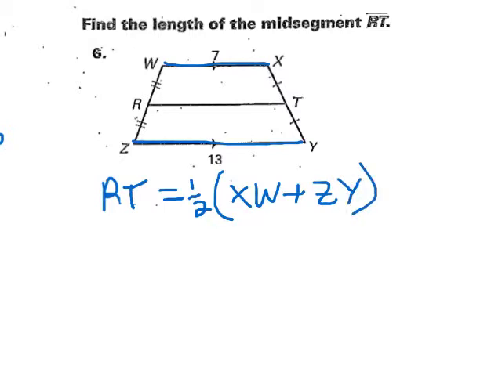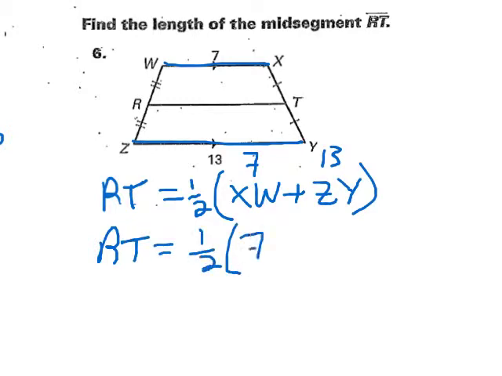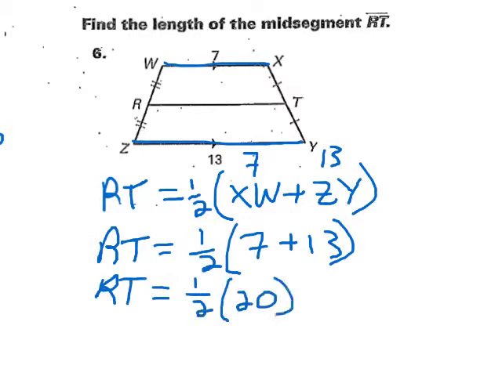So if we know that XW is 7, and we know that ZY is 13, we can just plug everything in. RT equals 1/2 times 7 plus 13. Now we don't need to distribute the 1/2, we can just turn this into 1/2 times 20, and half of 20 is just 10. Okay, so that's how this theorem sets up to find that midsegment.